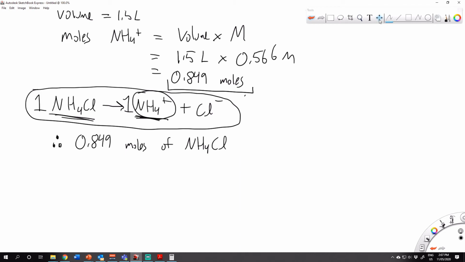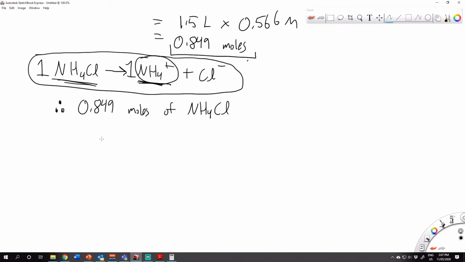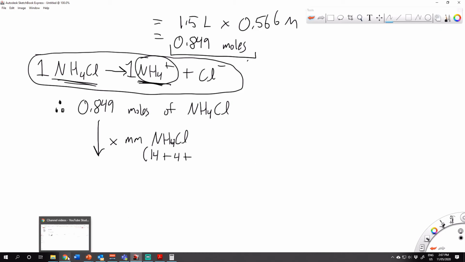Are we done? No, not quite, because now that we have the moles of NH4Cl, we need to calculate the mass of NH4Cl. And to go to mass, we simply multiply by the molar mass of NH4Cl, which I'm actually not sure of, but I can do the calculation quickly. So nitrogen is 14, 4 hydrogens is 4, and a single chlorine, I believe, is 35.5. Let me check. Yes, chlorine has a molar mass of 35.5. Altogether, that is 14 plus 4 is 18, 18 plus 35.5 is 53.5.